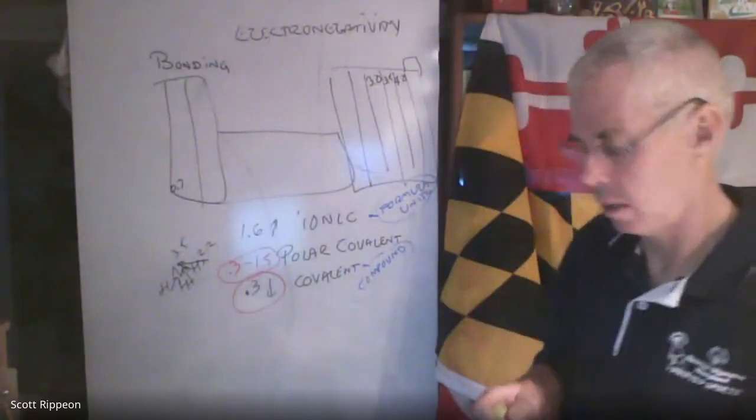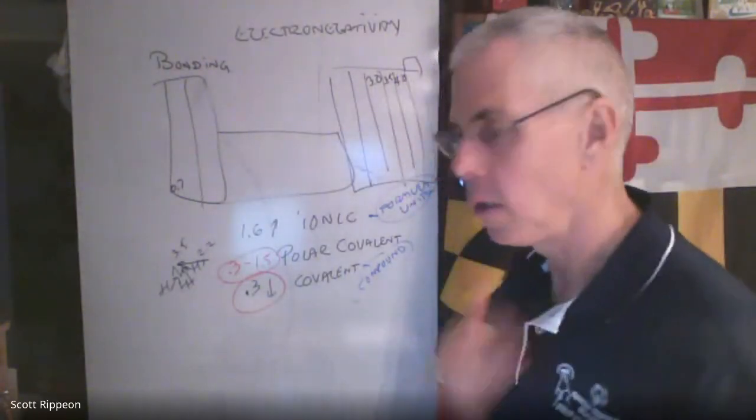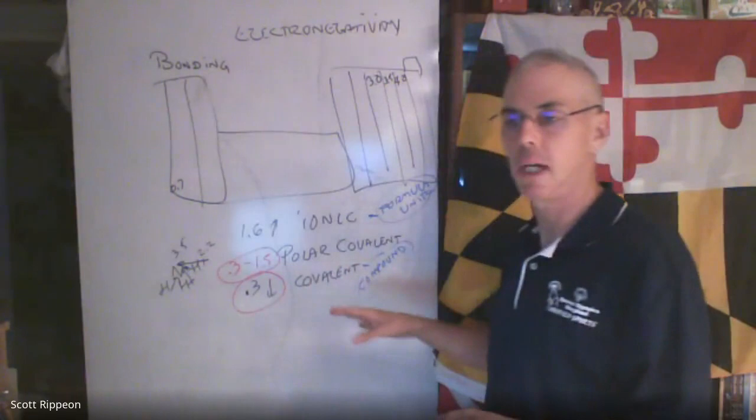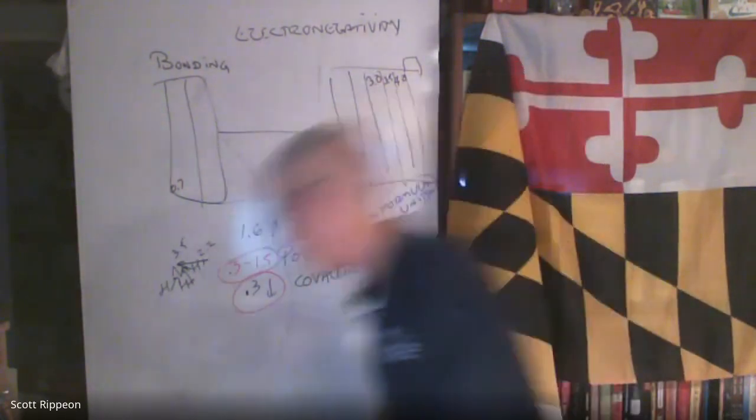You see it? Yeah, thank you. Yeah, sure. That's why I'm here. All right. Okay. So that's types of bonds. Next one.